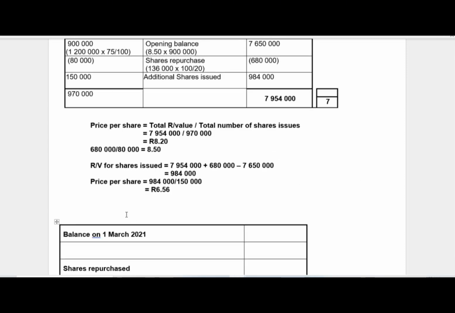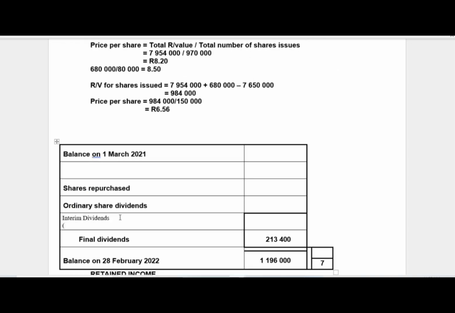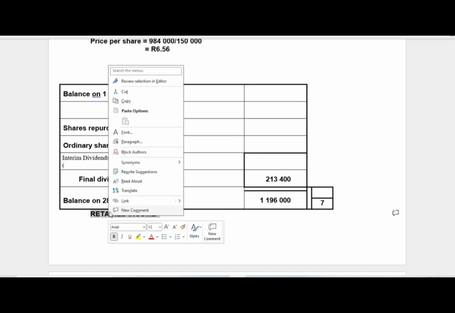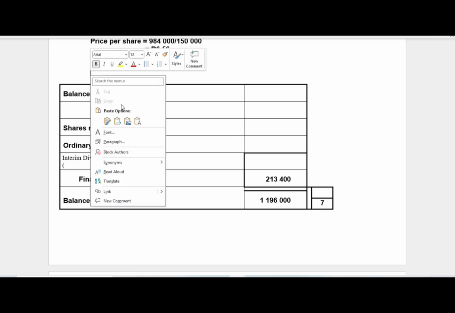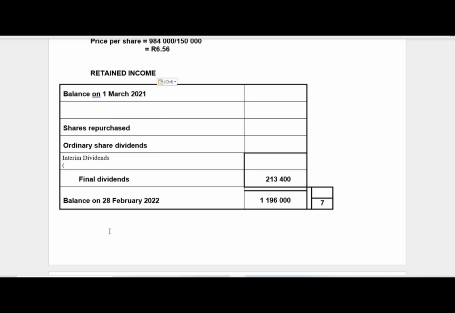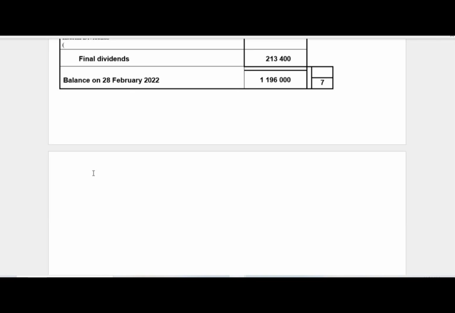So now for us to calculate the total number of shares for interim dividends, I want us to do so now. We're going to calculate the number of shares for interim dividends. It means we have to say opening number of shares 900,000, you subtract the 80,000 of repurchase only, because the interim dividends was paid before the additional issue of shares has taken place, right?